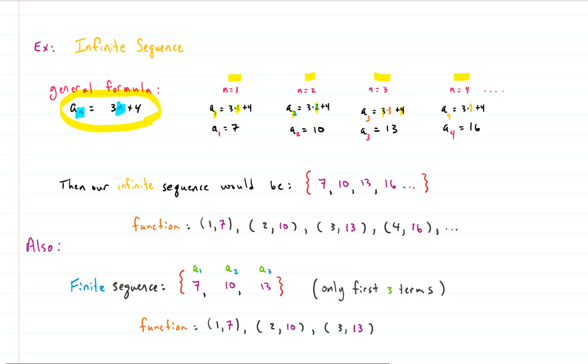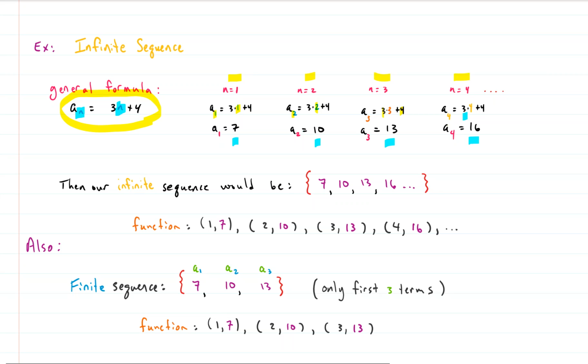It doesn't matter which term you are on. Everything's the same except the n. So then we just do the algebra. So the first one, we have 3 times 1 is 3, plus 4 is 7. The second, when n equals 2, we have 3 times 2 plus 4, which is 10. When n equals 3, we have 3 times 3 is 9, plus 4 is 13. And when n equals 4, we have 3 times 4 plus 4, which is 16.